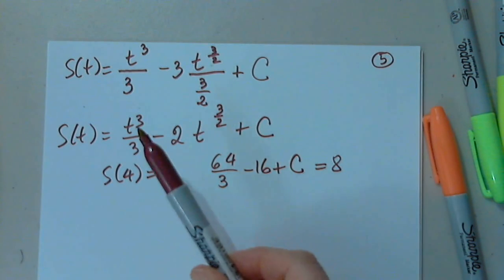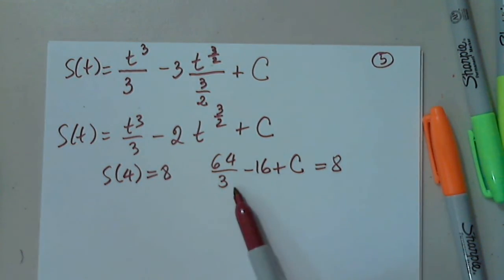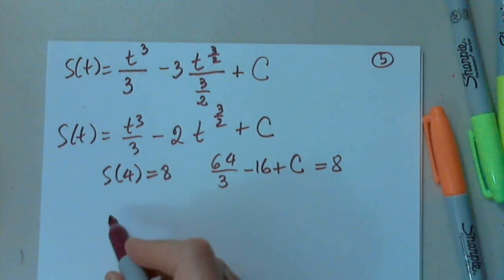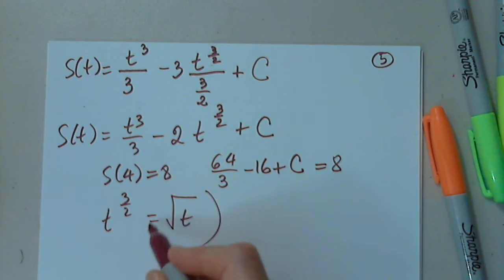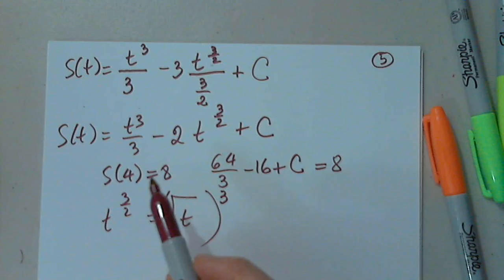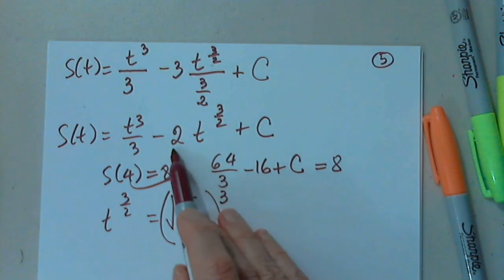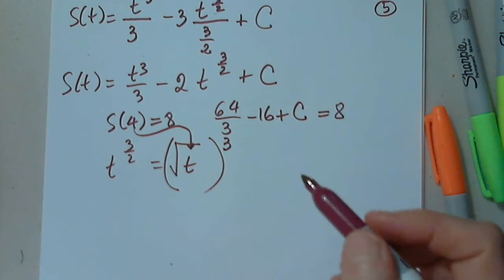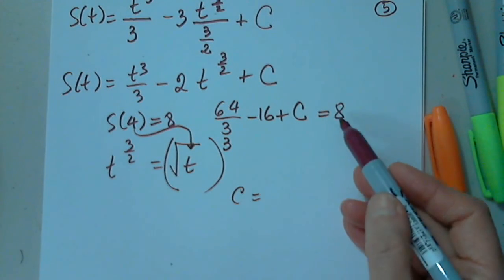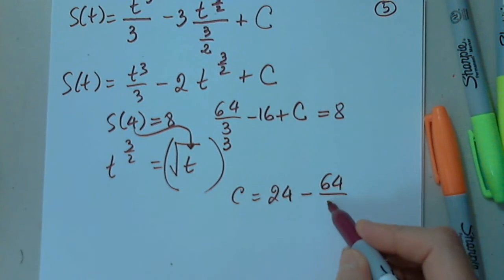So one more time, 4 to the third: 4 times 4 is 16, 16 times 4 is 64, divided by 3. Here, t to the 3/2 is the square root of t, everything to the third. So when I plug in 4, the square root of 4 is 2, to the third is 8. So this piece is 8 times 2, 16. So then c will equal 8 plus 16, which is 24, minus 64 over 3.